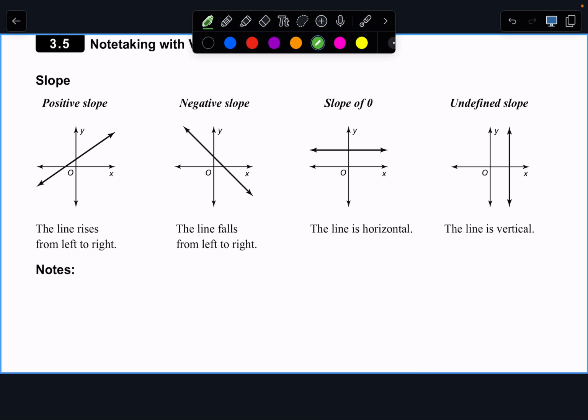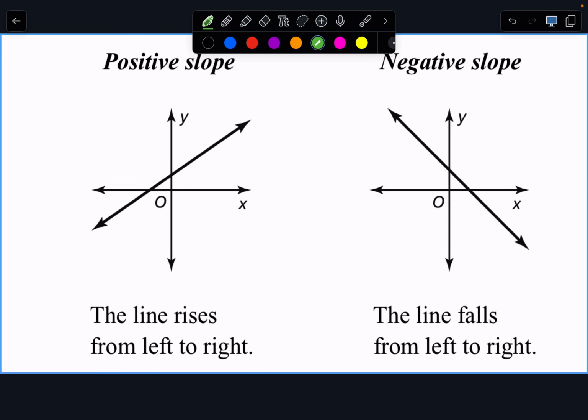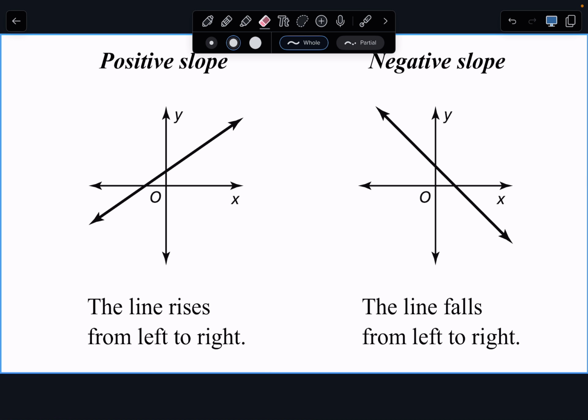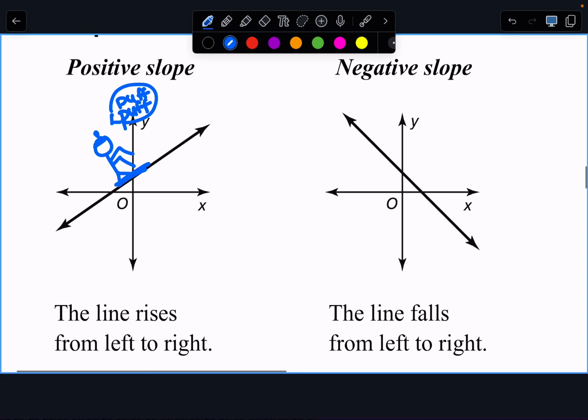Okay, we have 4 different kinds of slope. Positive slope. I want you to think about Miss Homan skiing. If I were skiing up a positive slope, I would have to work really hard. Puff, puff, positive. I'd have to work real hard. It's rising from left to right. That's positive slope.